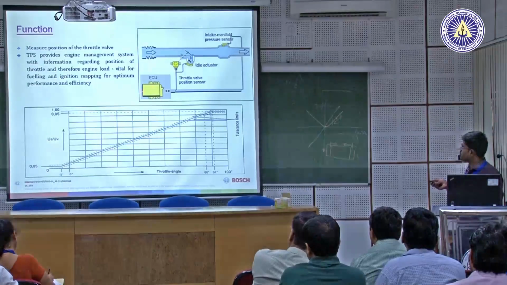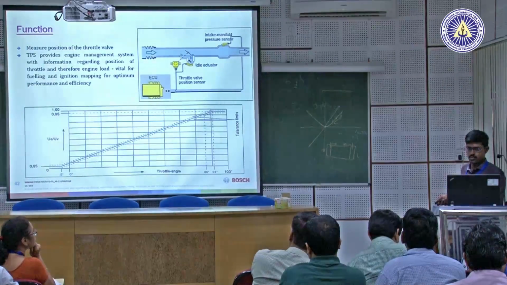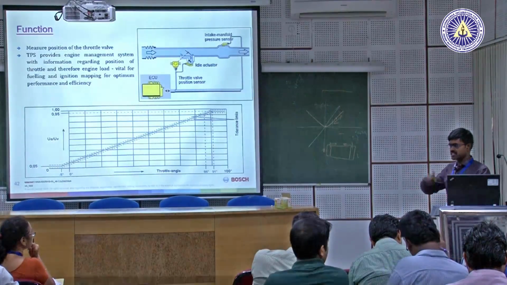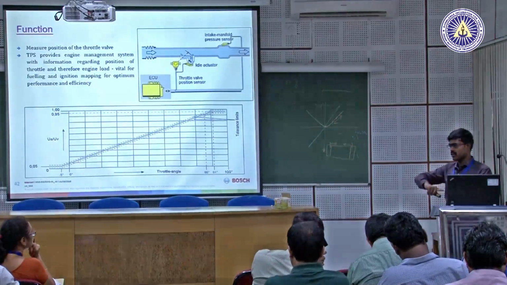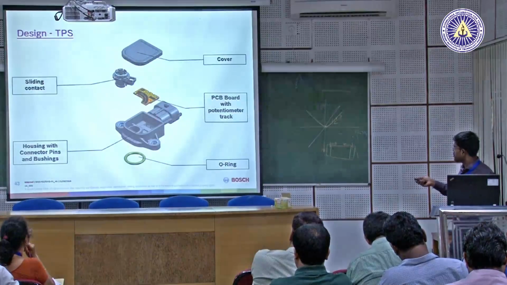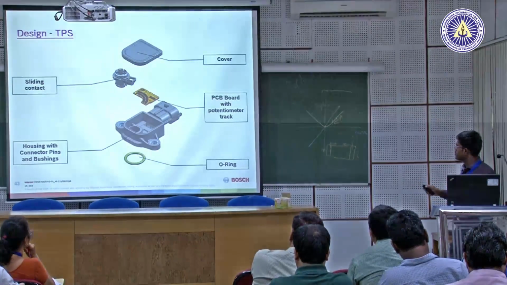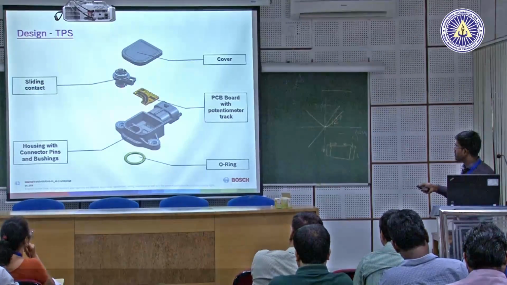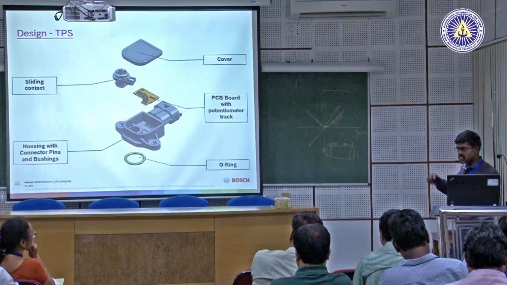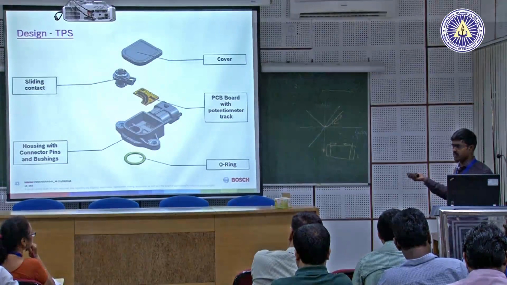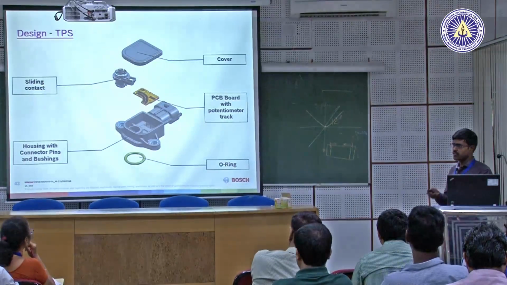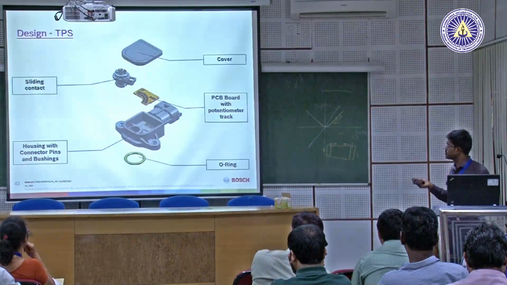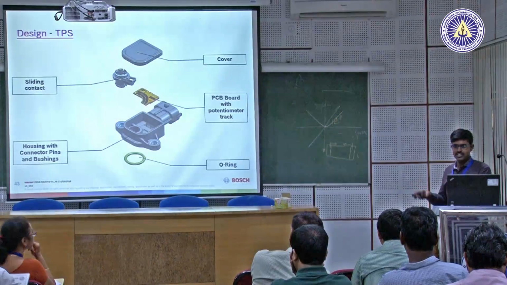It works on the principle of a potentiometer. There is a constant current which is supplied, and there is a resistance track. You can see here the potentiometer track, and the wiper rubs the track. At this position there is a constant current flowing, and you know V is equal to IR, Ohm's law. From that V is calculated and given to the ECU. So it is just to determine the position of the throttle.